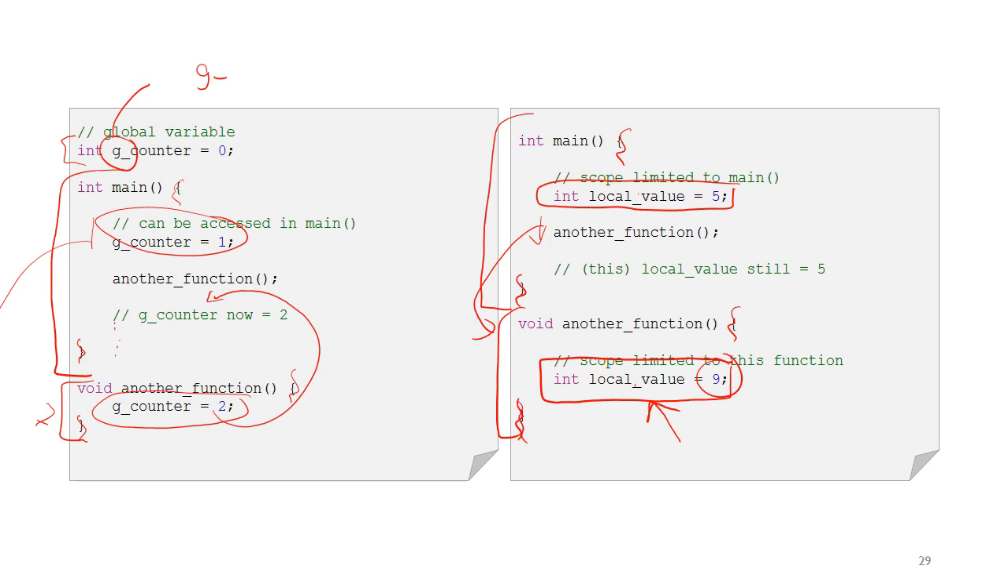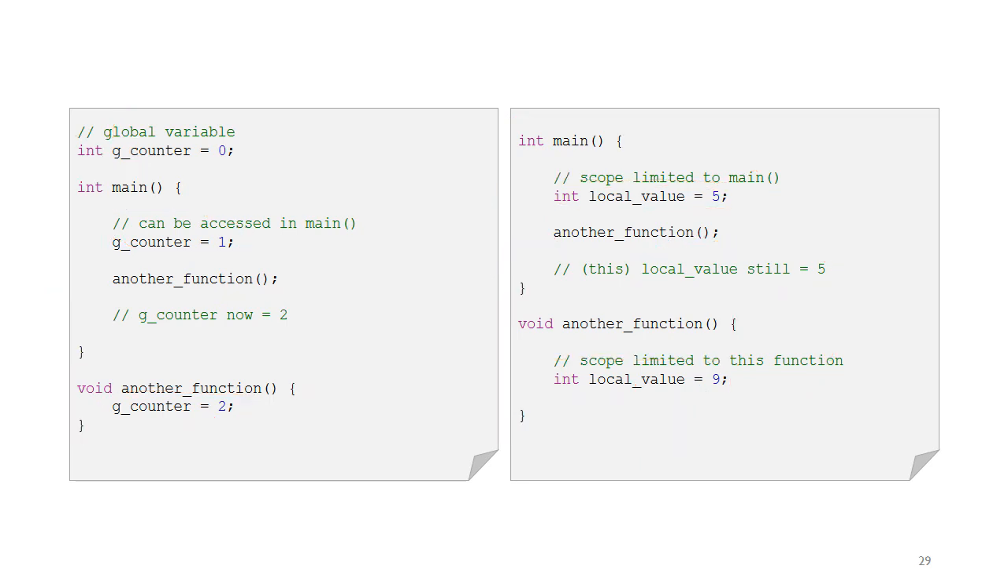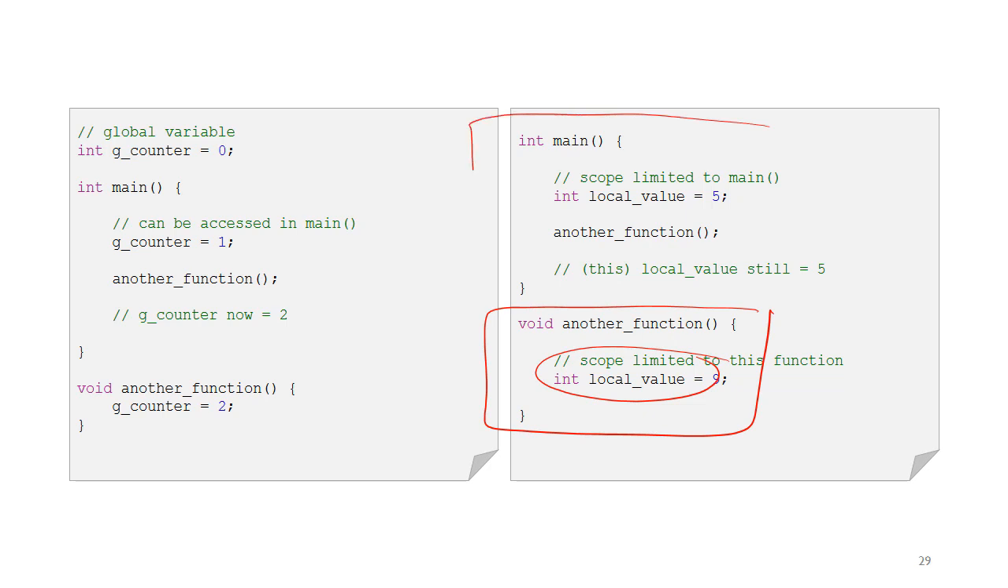We'll get to the end of this function, we'll jump back to here, but after this point, this local value is still equal to 5 because it's referring to this one, what's inside this function. This variable here only exists here. It's got no relevance at all to the main function.